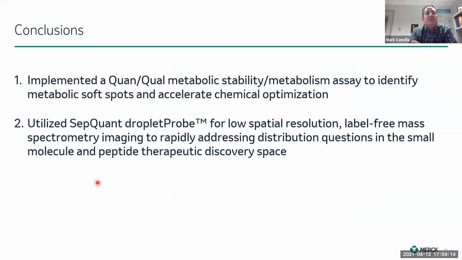All right, so with that, tonight I've discussed implementing a quantitative and qualitative metabolic stability and metabolism assay to identify soft spots and accelerate chemical optimization. And then I wrapped it up giving examples of how we're using our SetQuant dropletProbe for label-free mass spec imaging to really help address issues of small molecules and peptides in the discovery space.